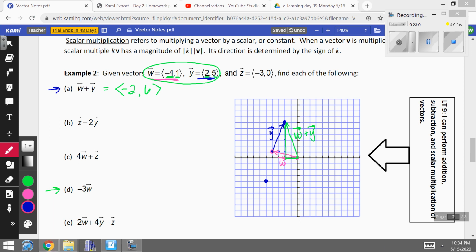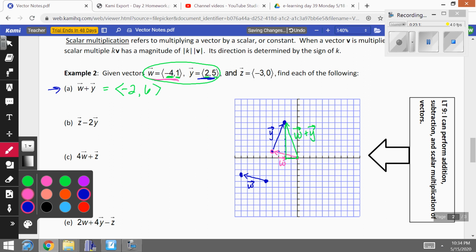I'm going to go to the left 4, and I'm going to go up 1. So again, this is vector W. Now, if I multiplied it by a negative, all that does is change the direction. So instead of going to the left 4 and up 1, I'm going to go to the right 4 and down 1. But if I'm going to multiply it by -3, that means I'm going to have to do that 3 times. So I'm going to go to the right 4 and down 1, and right 4 and down 1. And this is -3W.